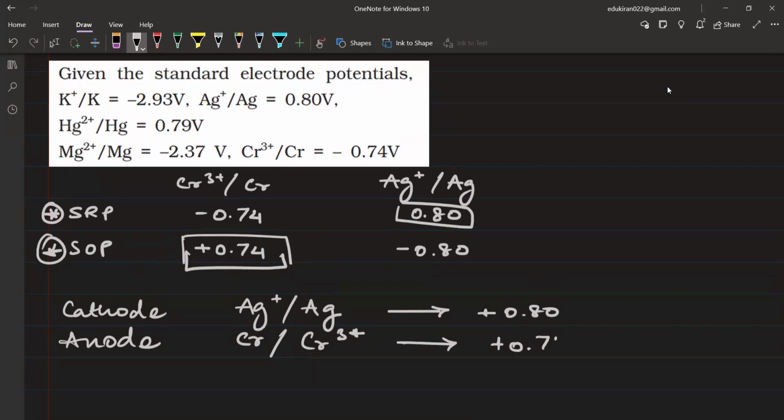From Cr to Cr3 positive I am getting plus 0.74. And when you make a cell, add these two energies. How much will you get? 4 and 4 is 8, 5 and 1 is 6... 1.54. This is the standard EMF of the cell that you are going to get. Please write this down, and write it with understanding. If you don't understand, please ask me.